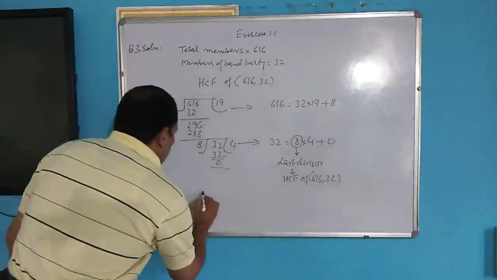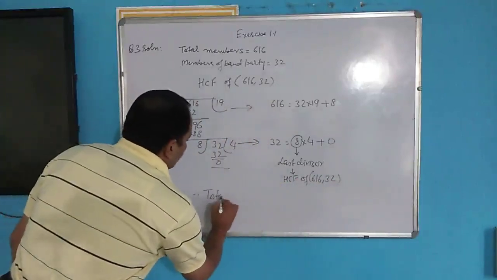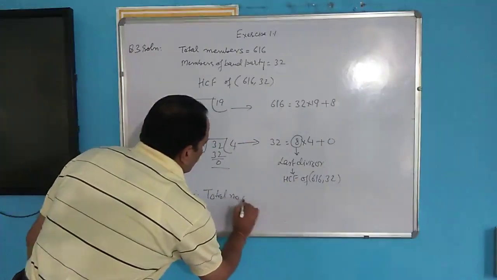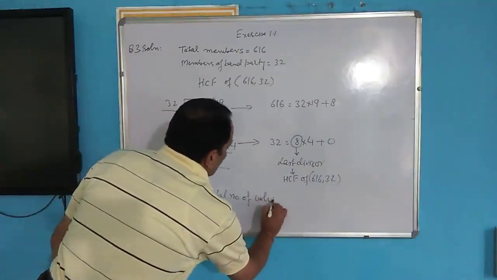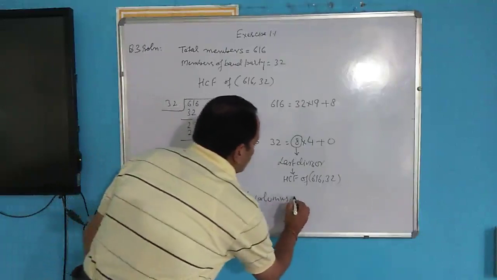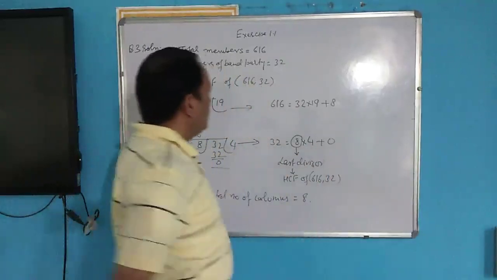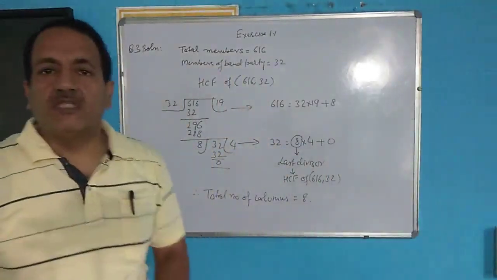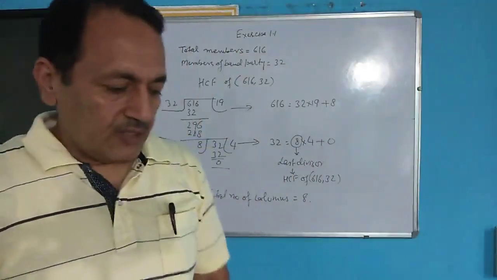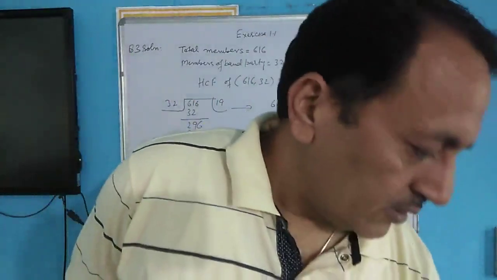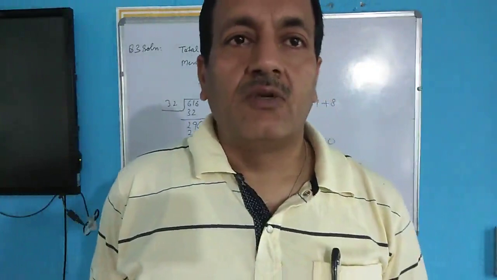So the total number of columns will be equal to 8. So this is one of the applications of Euclid division lemma. This is how you can solve the problems, and this is all for today. Thank you.